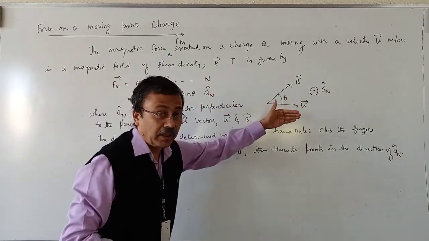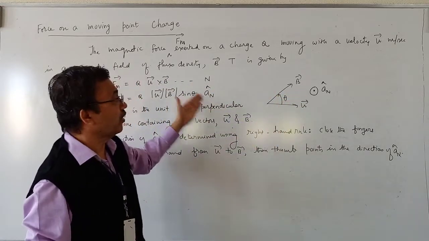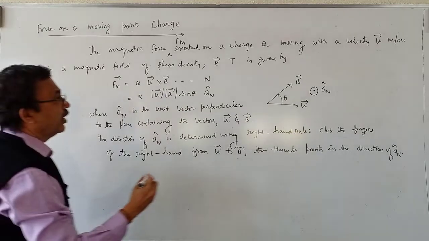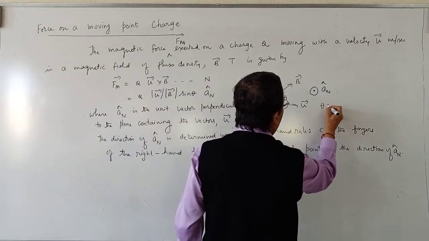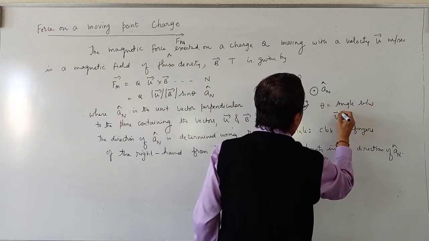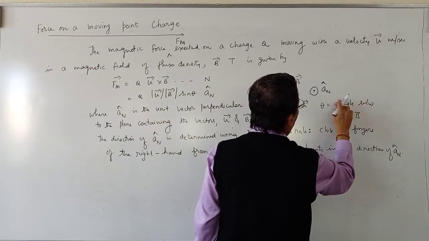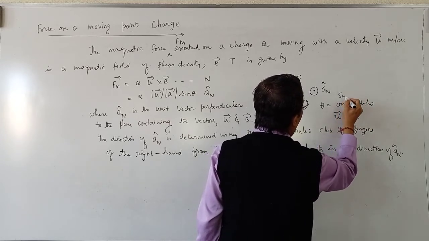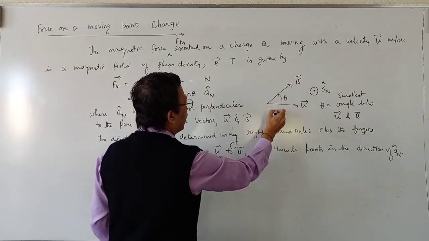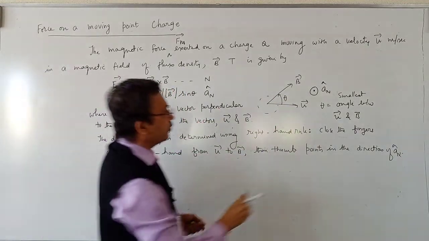If vector u and vector B are in the plane of the board, a n cap is coming out of the board, or in your case coming out of the page. Please note that. Theta is, what is theta? Theta equals angle between vector u and vector B. To be more precise, we can say smallest angle, because this is the larger angle. Smallest angle between vector u and vector B.